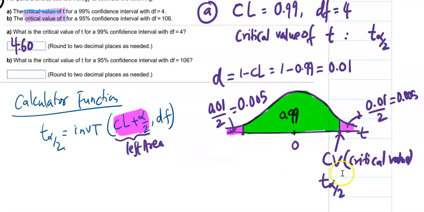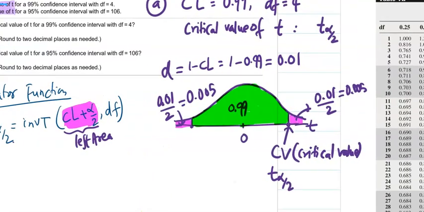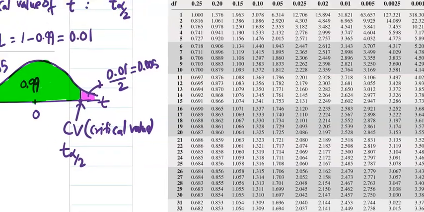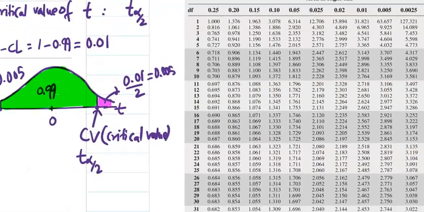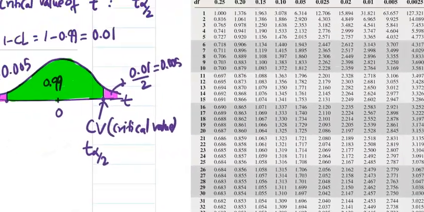Now I'm going to show you how to find the critical value using a table. Some of you might not have this invT function in your calculator if it's an old version TI-83. So if you don't have it, you use this table. This table is provided for you on the test, so you should be fine.